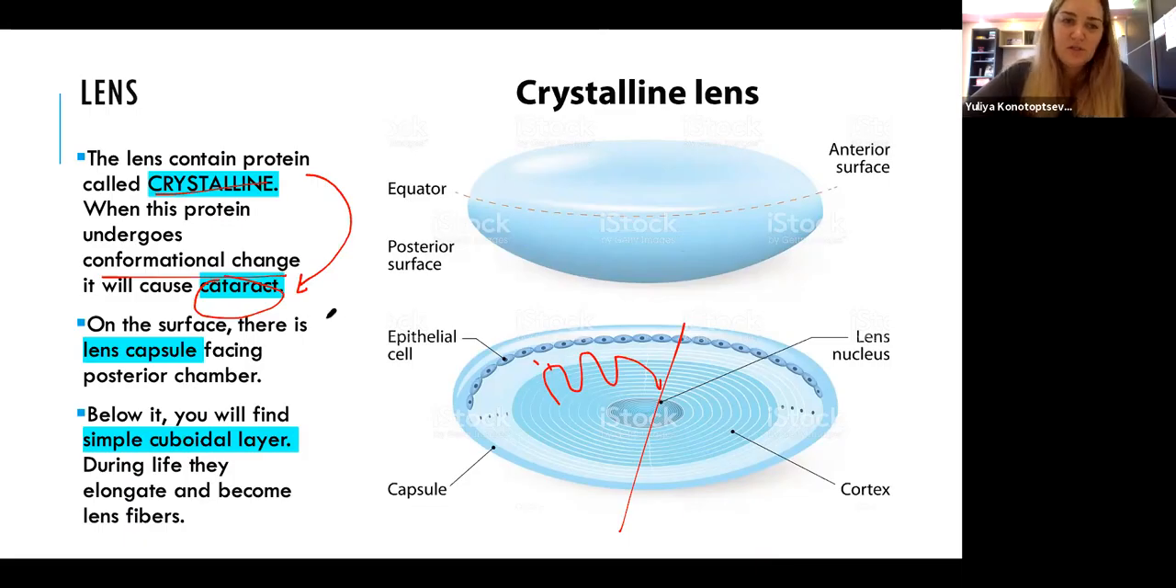Now, there's the question that they always ask. If you look at the lens, it has a capsule. And the capsule is going to be present only on the anterior surface of the lens. Okay, so you're only going to see capsule on anterior surface of the lens. Anterior surface of the lens is facing posterior chamber. So that's where the confusion could be. Okay, so I repeat, the capsule is only present on anterior surface of the lens, which is facing posterior chamber.